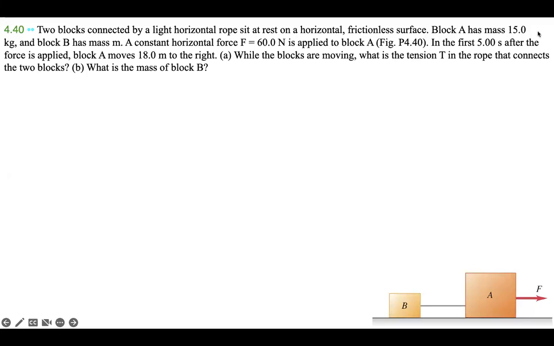Hi everyone. Today I have with me problem 4.40 from Young and Freedman's University Physics textbook, from either version 14 or 15. Depending on which version you have, your problem number might be different than mine. This is from the forces chapter, and let's get started on this problem.